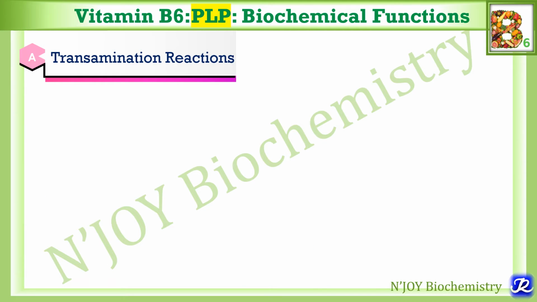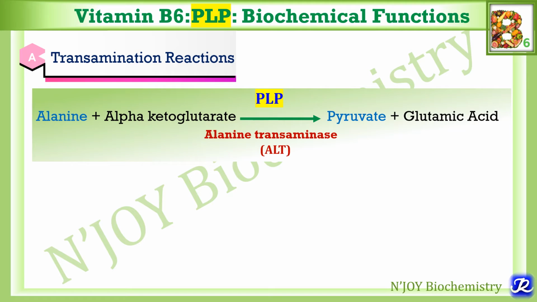Let's first see the role of PLP in transamination reaction. What is transamination? There is transfer of an amino group from an amino acid to a keto acid to form a new amino acid and a keto acid. Here the example is the amino group from alanine, which is transferred to alpha ketoglutarate to form pyruvate and glutamic acid. This reaction is catalyzed by the enzyme alanine transaminase, and this is an enzyme which requires PLP, that is pyridoxal phosphate, as a coenzyme.